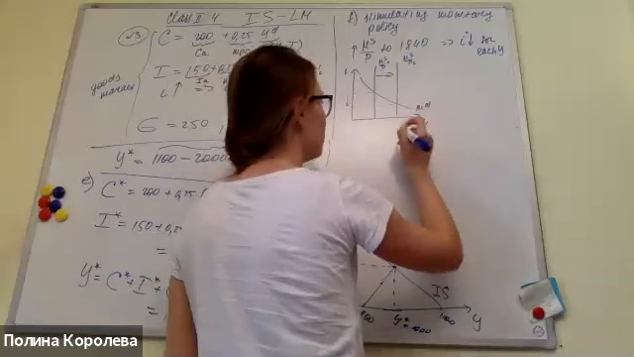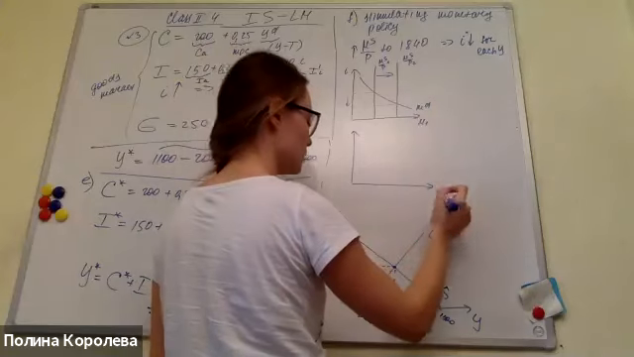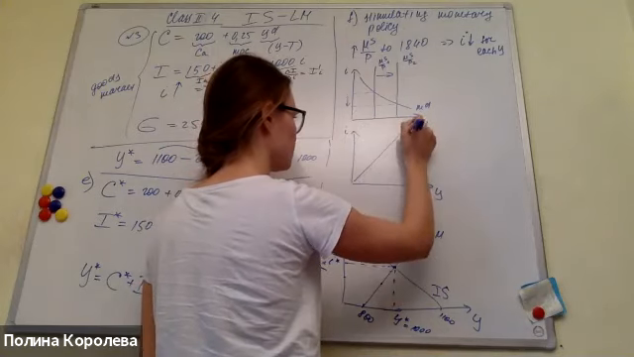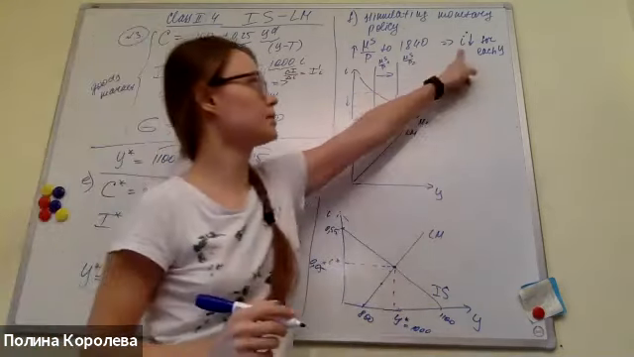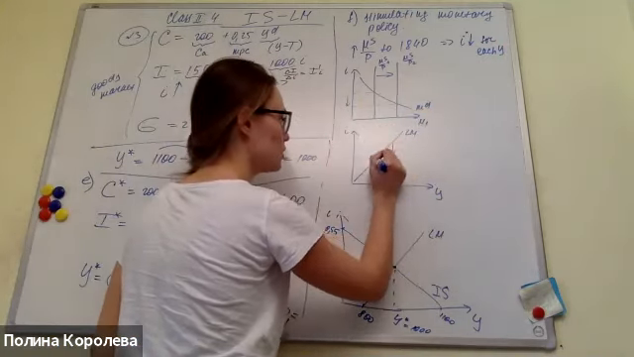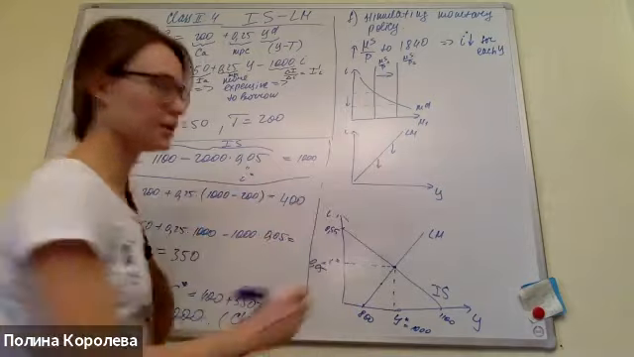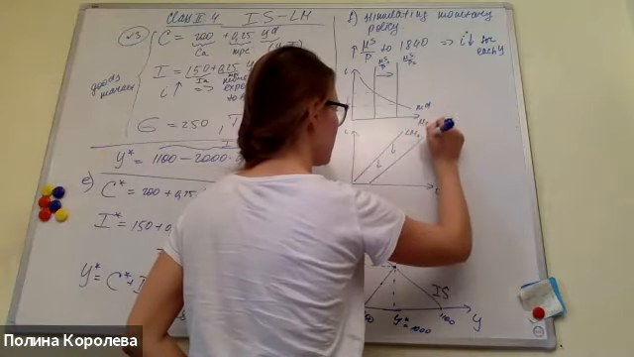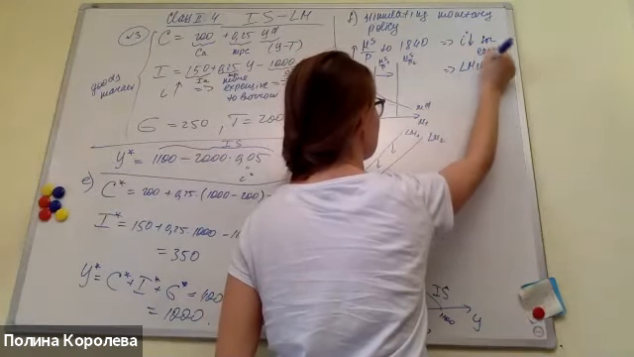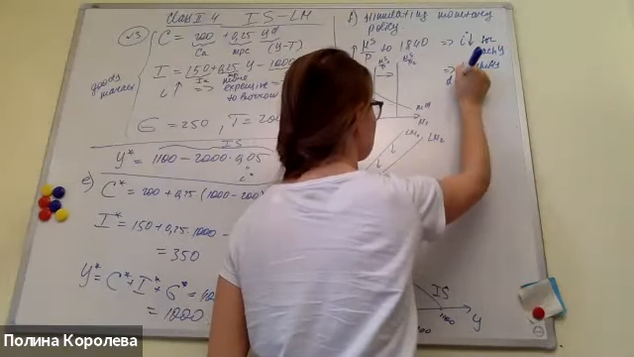Let's see. Now interest rates are lower. For example, LM was like this, and now interest rates are lower for each level of output. You see, a shift down of LM. So this was LM1, LM2. That means that LM shifts right or down. Let's say down.